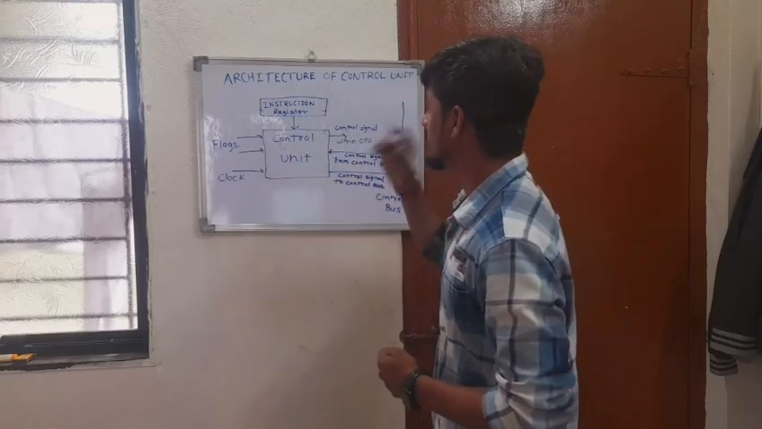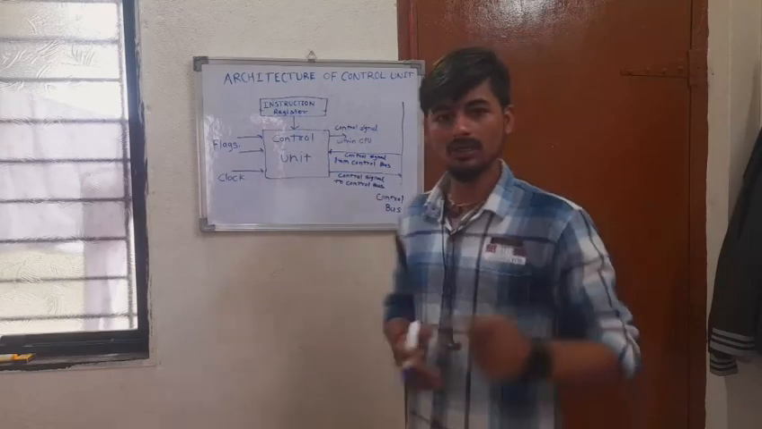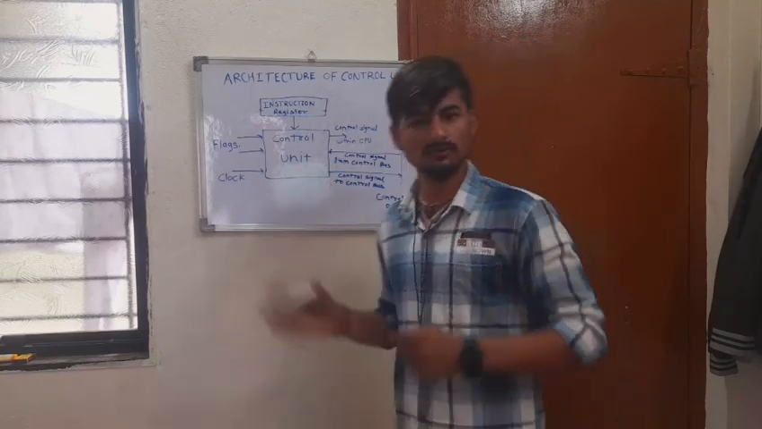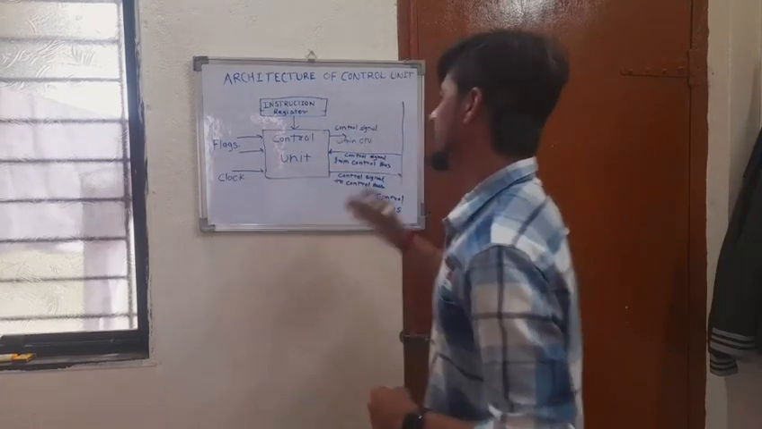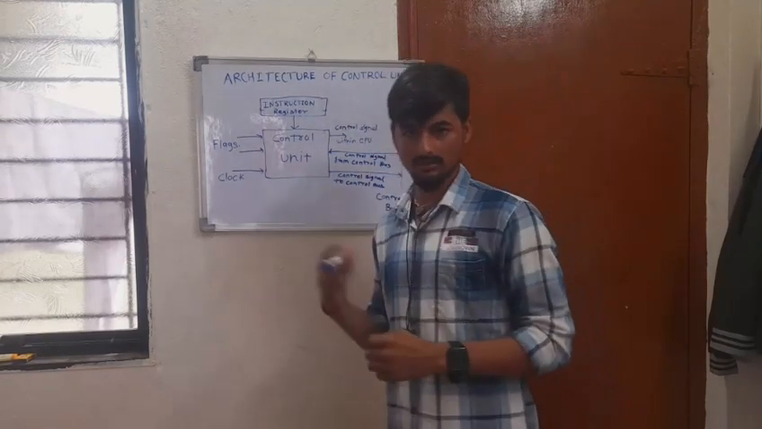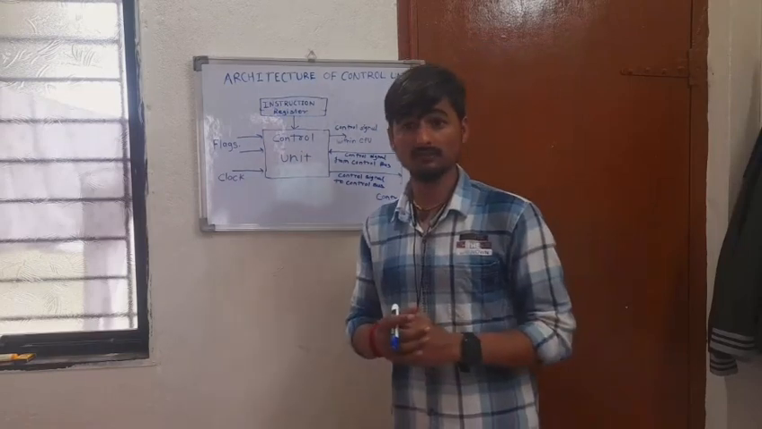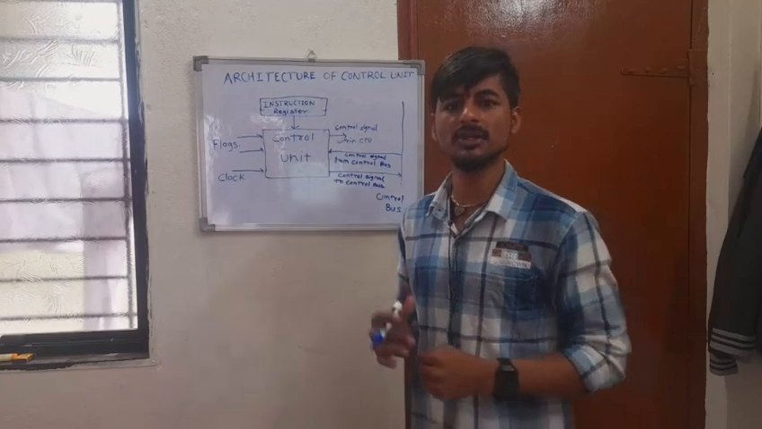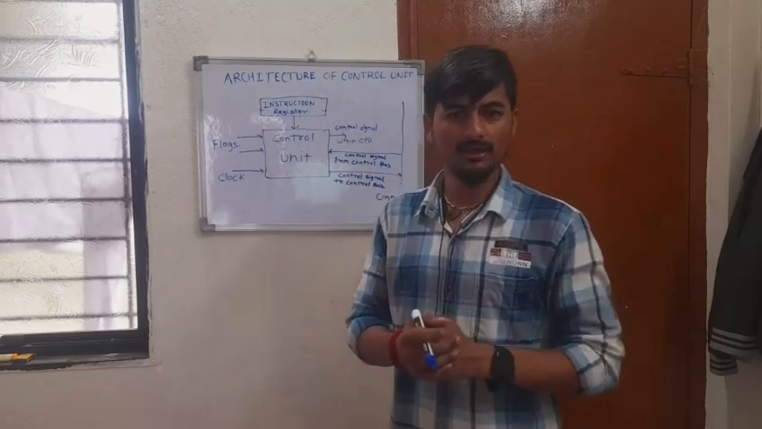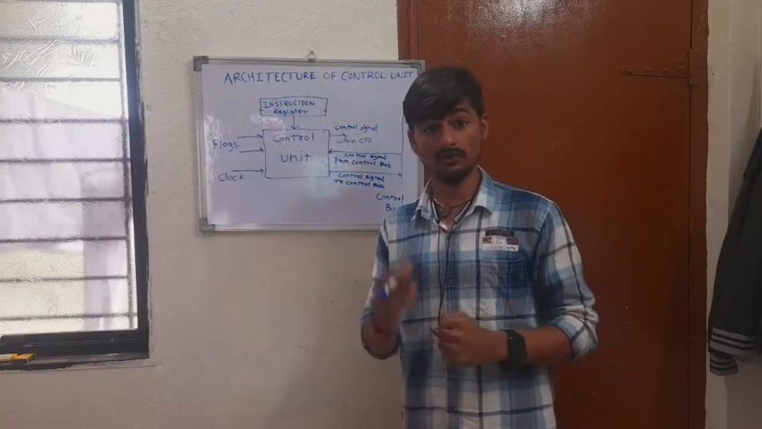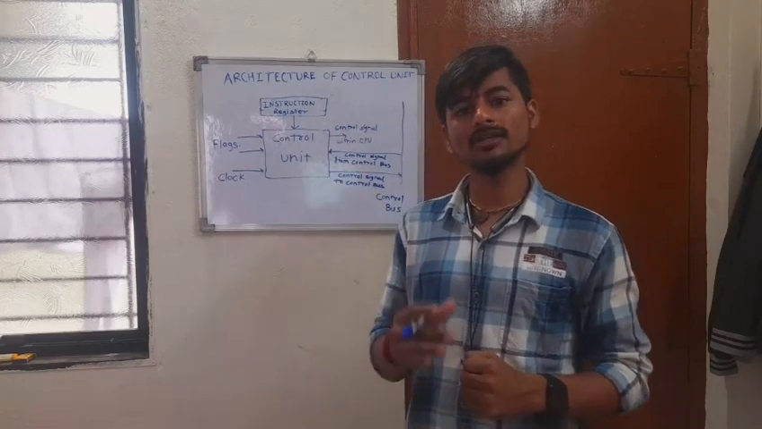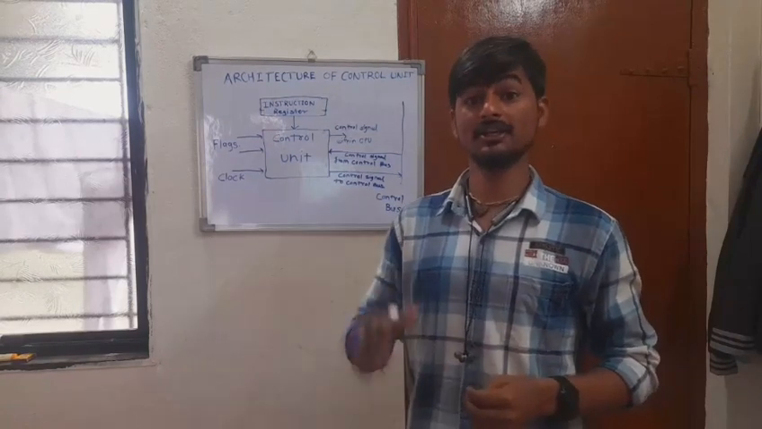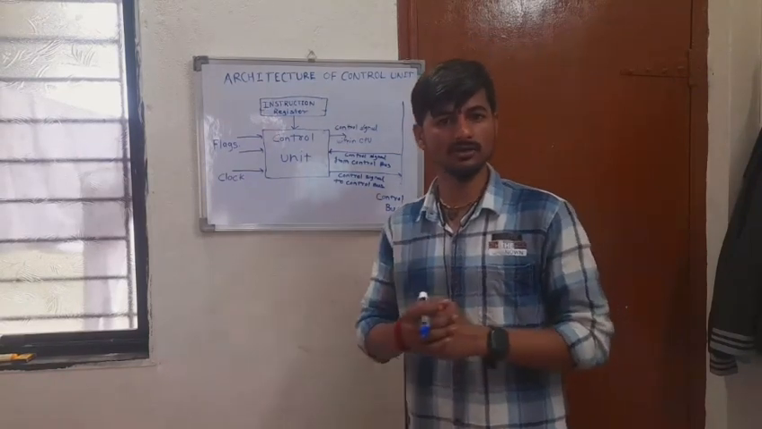Next we are seeing the functions of the control unit. There is a list of functions that we will study. The first function of the control unit is to direct the flow of data sequence between the processor and other devices. The second function is that it can interrupt the instruction and control the flow of data in the processor.